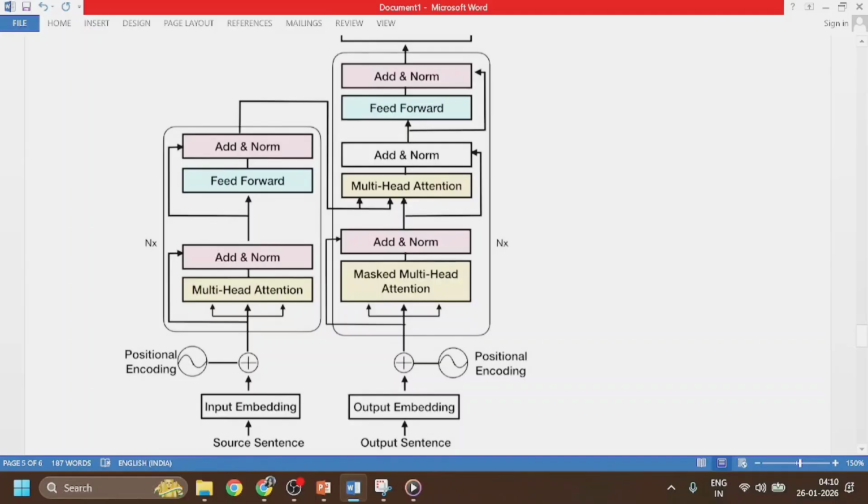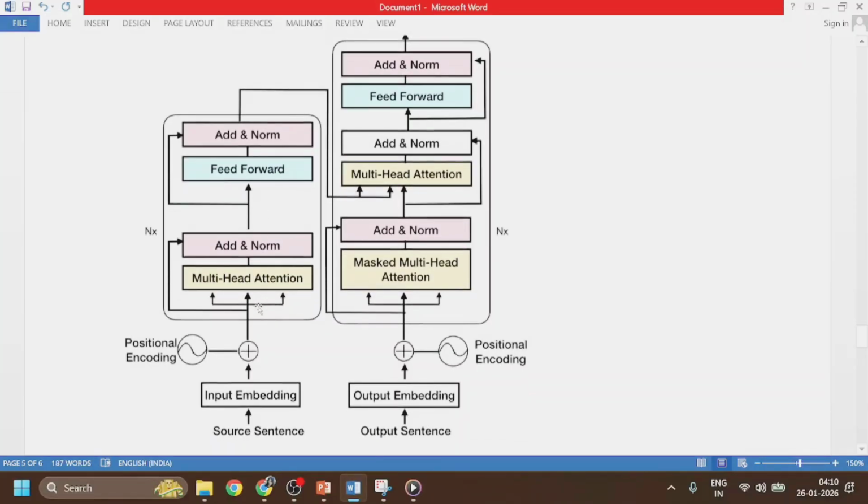Here you can see, we will understand this after some time, this is the decoder part. So now we are here in the encoder. The encoder's job is not to generate the text. Its job is to understand the input sentence by building rich contextual representation. Understanding happens in the encoder, in this part, and generation happens in the decoder, in this part.